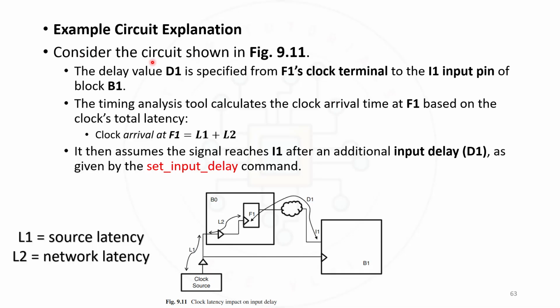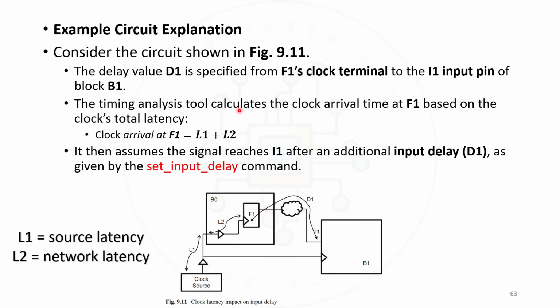You can see this example. Consider the circuit shown in the figure. Here, clock latency impacts the input delay. The delay value D1 is specified from the F1 clock terminal to the I1 input pin of the block B1. Whenever this clock triggers, there is a clock-to-Q delay, and data will be available from D to the Q pin. That data goes through this combo logic, which has some delay, and then comes to the input port I1. This delay I am considering as delay D1.